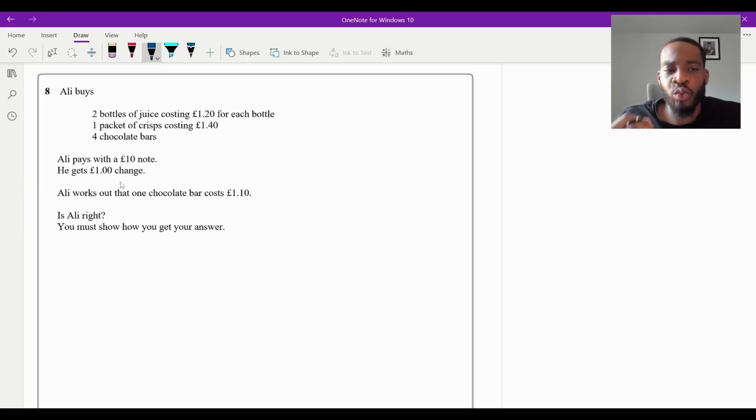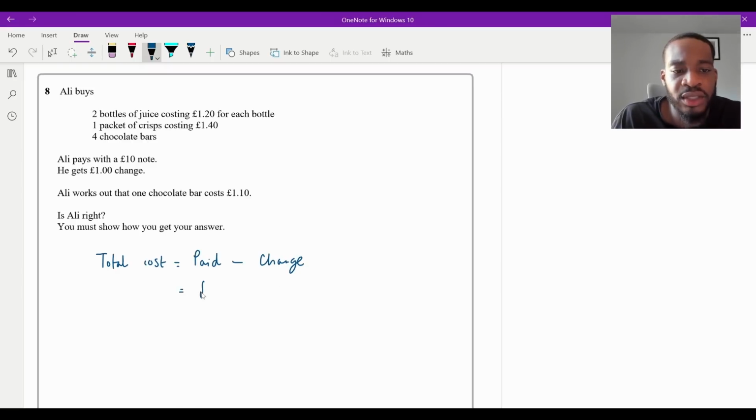Okay, so Ali pays with £10 and he gets £1 change. So the first thing that I would want to figure out is how much it cost him to buy all of these bottles of juices and crisps and chocolate bars. And that would be, I'm going to write total cost. That will equal the amount he paid. So I'm just going to write paid, take away the change, wouldn't it? Because you're paying a certain amount and you're going to get change back. So the difference would be how much it actually cost you to buy it.